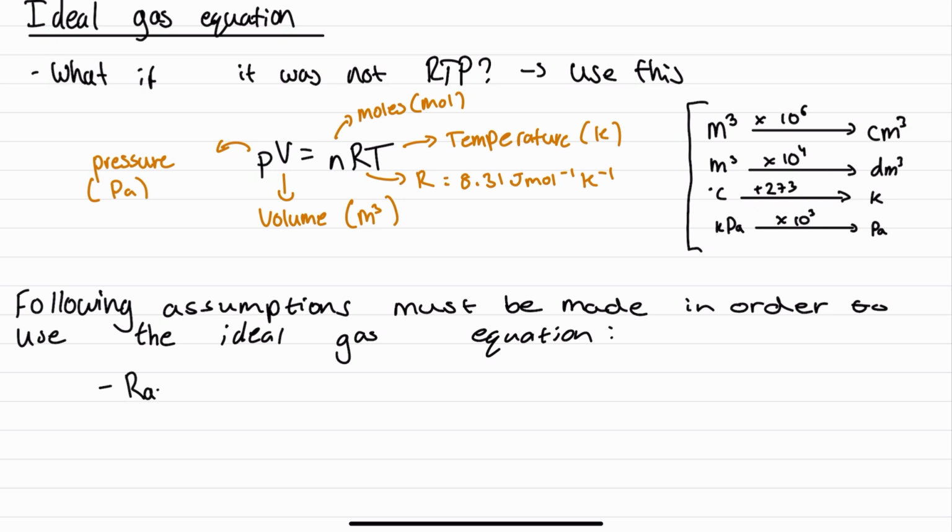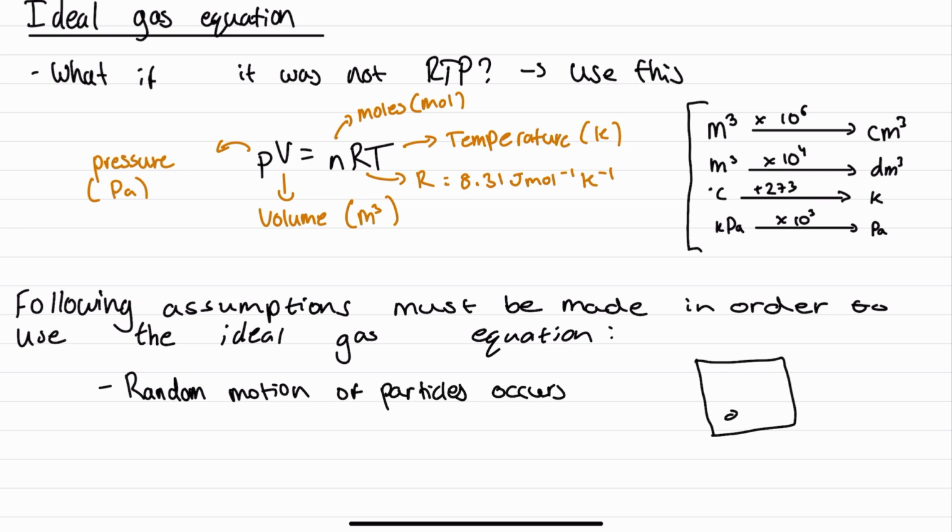Number one being that random motion of particles occurs. This means that if you have a box full of air particles inside, no two gas molecules will be moving in the same direction at the same time. They will always be moving in random directions. Number two, that elastic collisions occur. All this really means is that when two gas particles collide, they lose no energy.